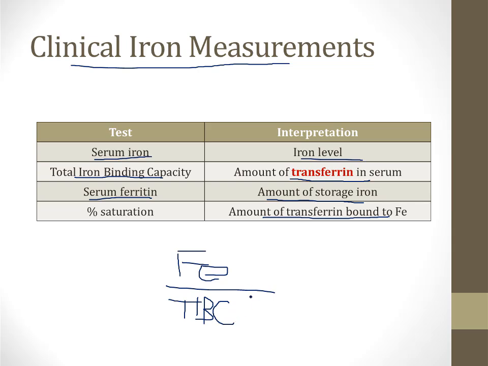The reason this is done is because sometimes the iron level can be low normal, but the TIBC can be very high. We'll talk about this in a minute, but this is seen in iron deficiency anemia. And in these cases, the percent saturation can reveal the iron deficiency state, even though the iron level may be at the lower limits of normal.